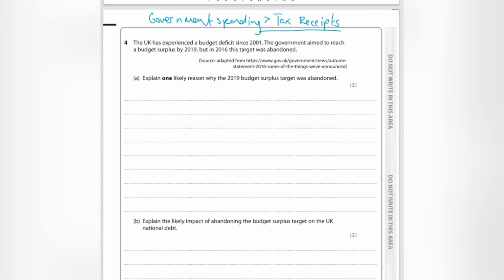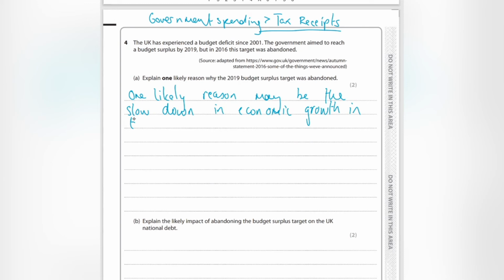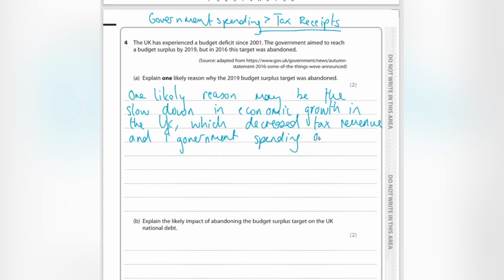So explain one likely reason. Well, one likely reason may be the slowdown in economic growth in the UK, which decreased tax revenue and increased government spending on the welfare state.